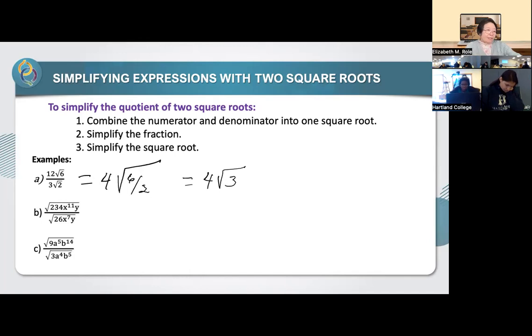Okay. This time, try the ones with the letters, with the variables. They are both now under the square root sign. So put them together and then simplify. That's the easy one. You should give us four.